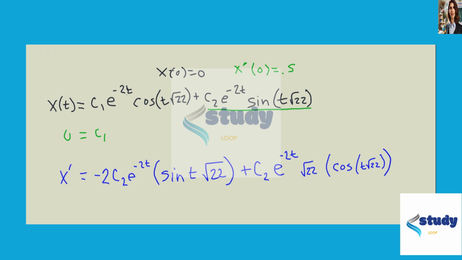So I have x prime, which is 0.5, equals e to the negative 2 times 0, which is 1, so I have c2 times the square root of 22. So 1/2, divide both sides by the square root of 22, equals c2.